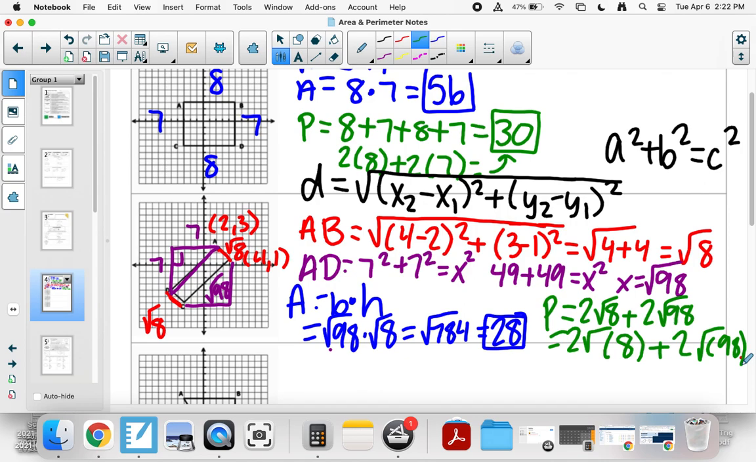What do you guys get when you punch this in? You're just adding the sides. If you wanna take the square root of 8 plus square root of 8 plus square root of 98 plus square root of 98, it's the same thing. I want you guys to make sure you know how to do this though. I got 25.455844. So 25.5? Yes. Did anybody not get that?